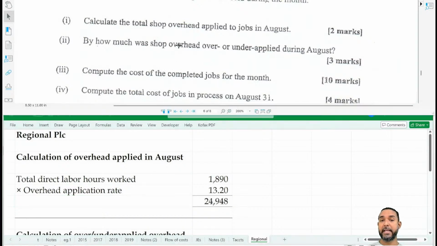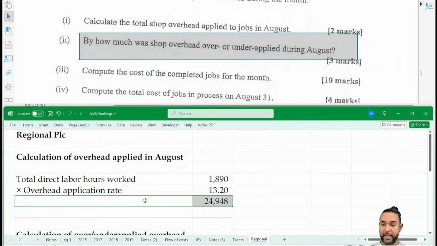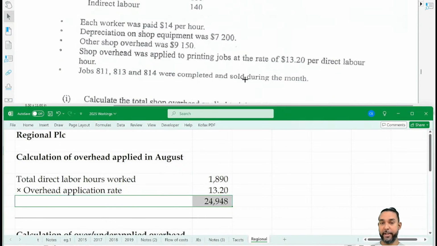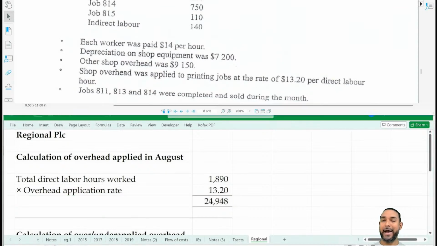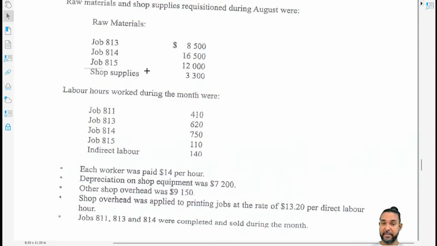Now, they want to know by how much was shop overhead over or under applied during August. To know if it was under or over applied, we have to compare applied overhead to actual overhead. Now, how are we going to determine actual overhead? Well, they kind of gave it to us. They gave us the materials, they gave us the indirect labor hours, which we'll multiply by 14, and they also gave us shop equipment and other overhead.